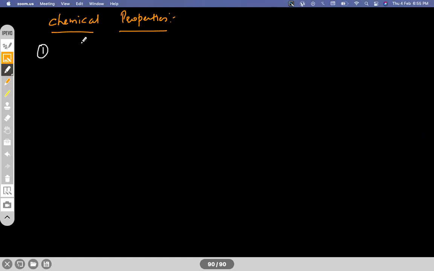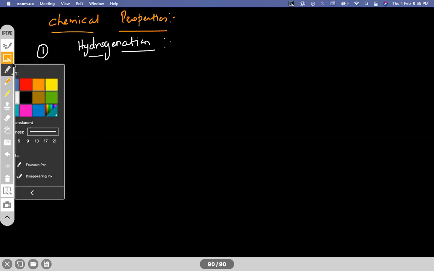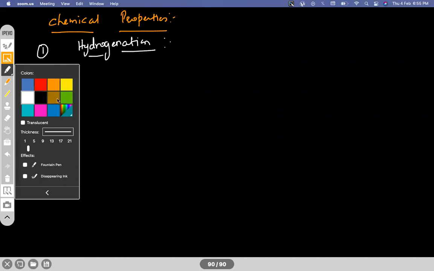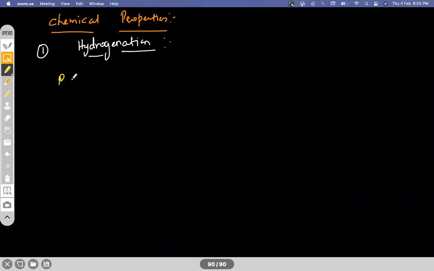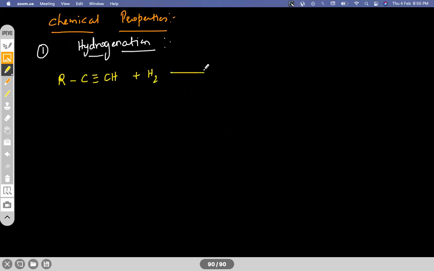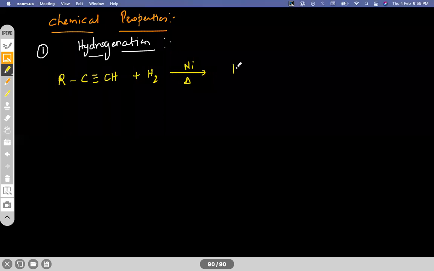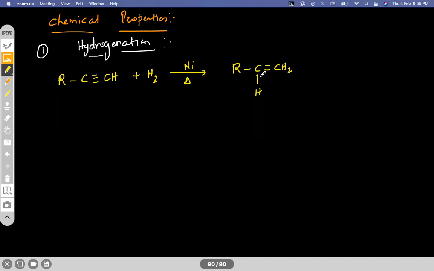First reaction we have is hydrogenation. Hydrogenation, we all know, is an addition of hydrogen in presence of a catalyst. Correct. So suppose we have an alkyne, R C triple bond CH, reacts with H2 in presence of a catalyst, Ni, high temperature, it forms an alkene. We know this reaction. Both hydrogens get attached on the same side. Again, we do the hydrogenation of this one. Nickel, high temperature, you will get an alkane, RCH2CH3. Very simple reactions. I guess you don't have any doubt in this.